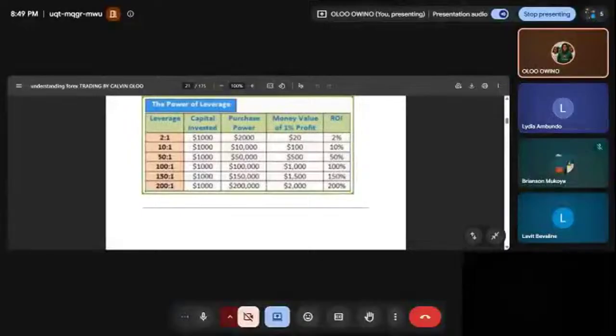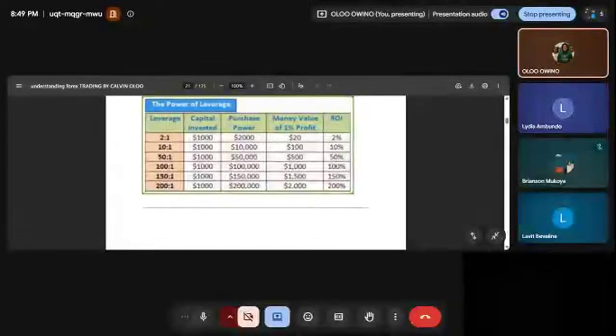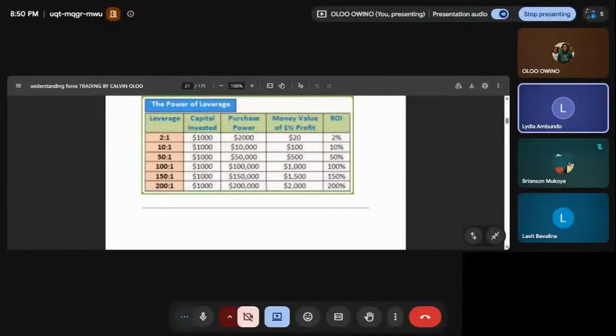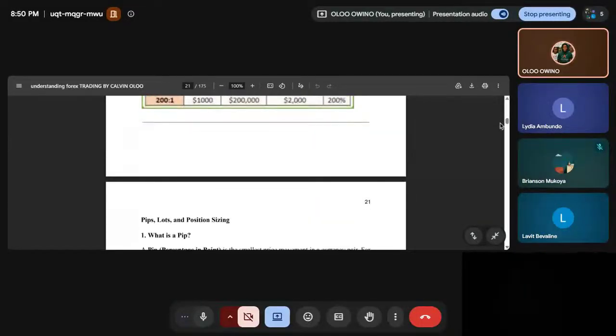A leverage of 1:150, capital invested 1,000, purchasing power 150,000. 1% profit is $1,500. Return on investment 150%. That goes on to 200, which gives you a 200% return on investment. Are we together on that? Yes. Now let's proceed to something else. Does everybody understand the leverage and margin?